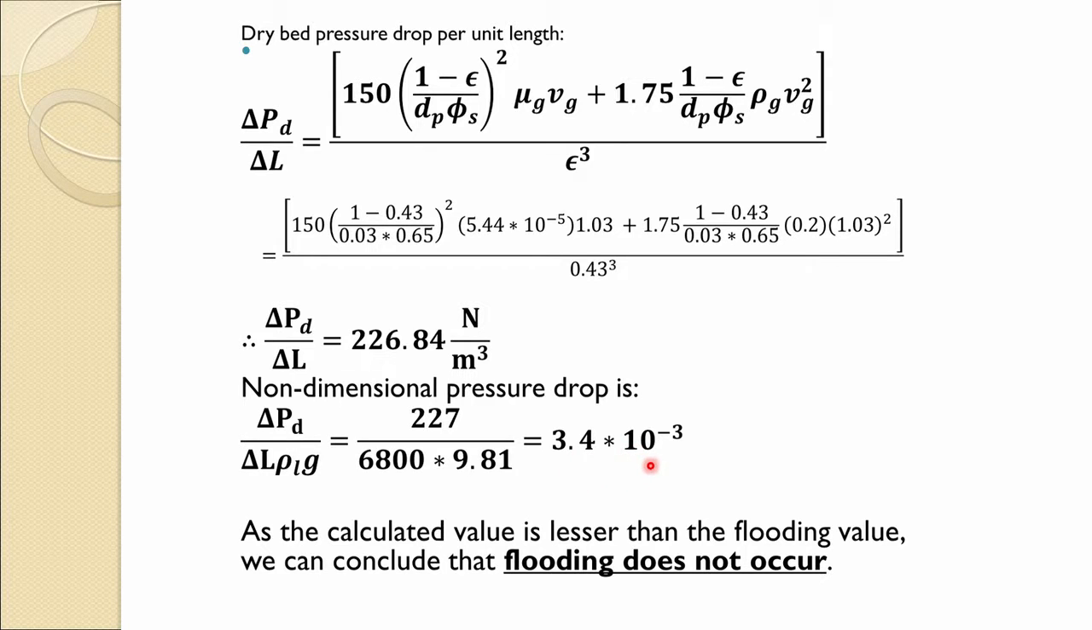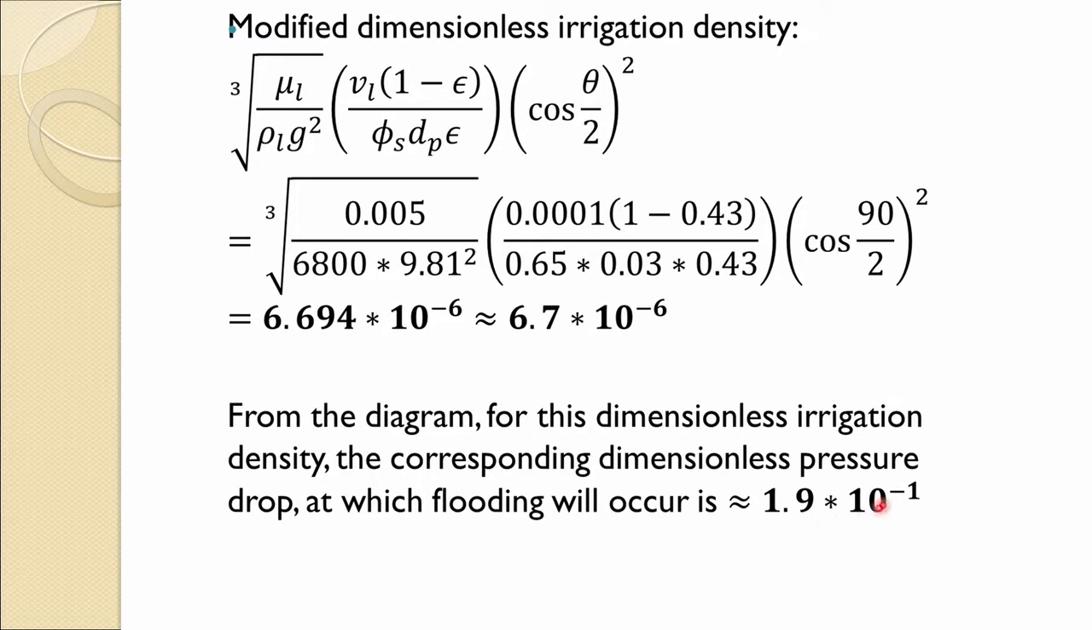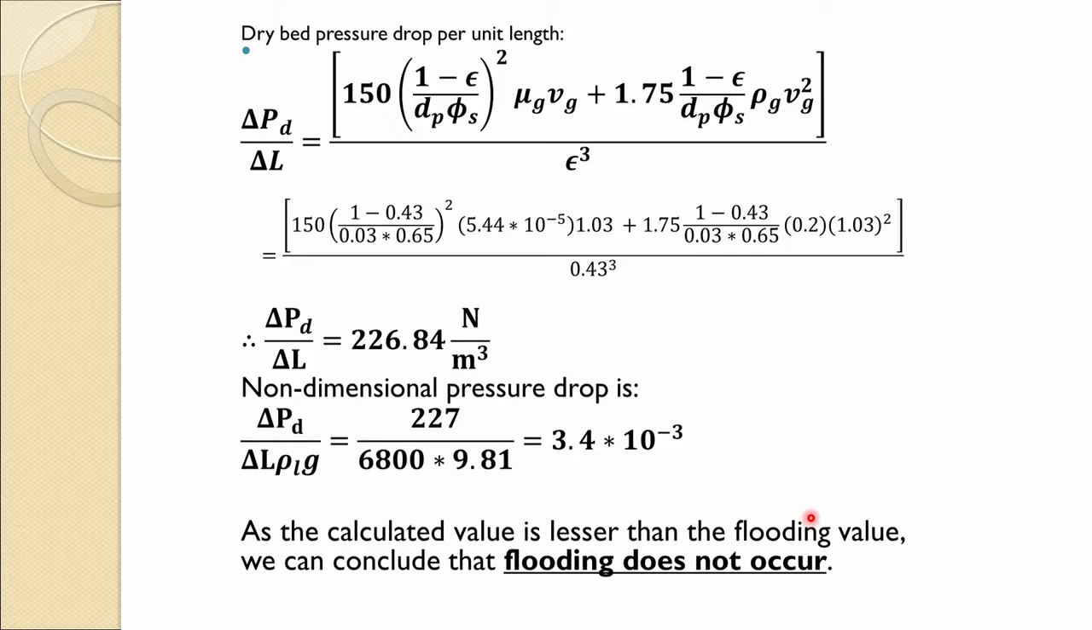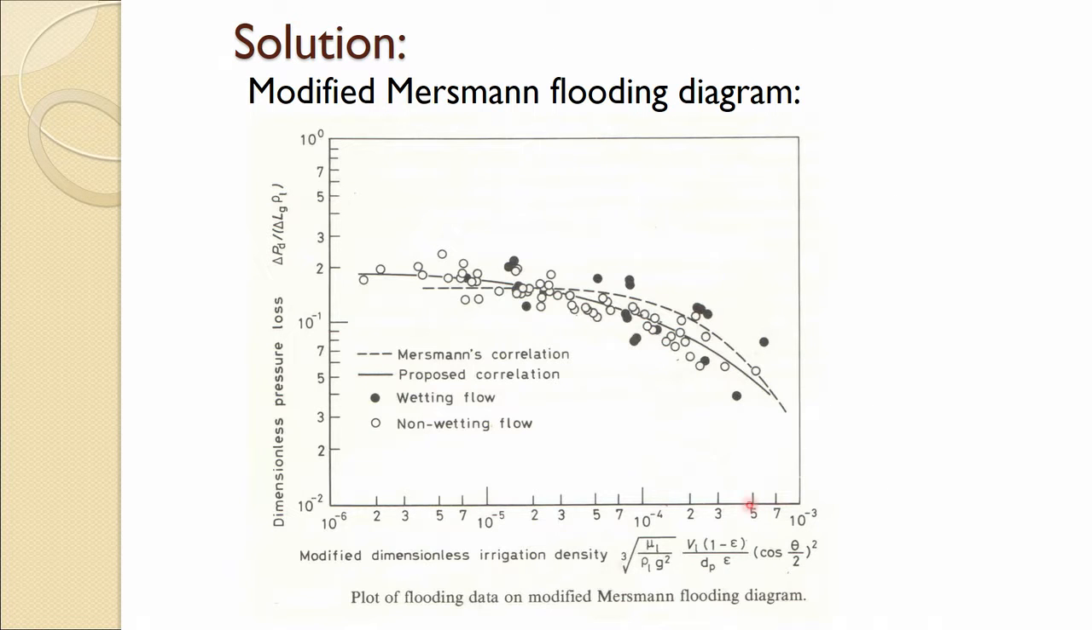So, if you look at it, for flooding to occur we need this sort of pressure. If the pressure drop comes up to this and more, then certainly flooding is going to occur.